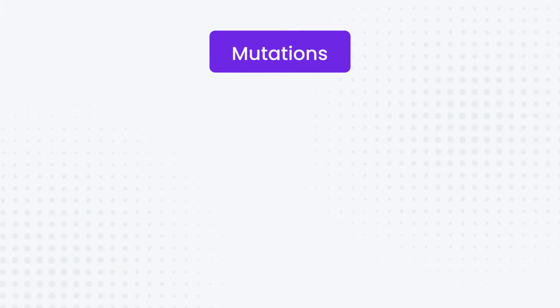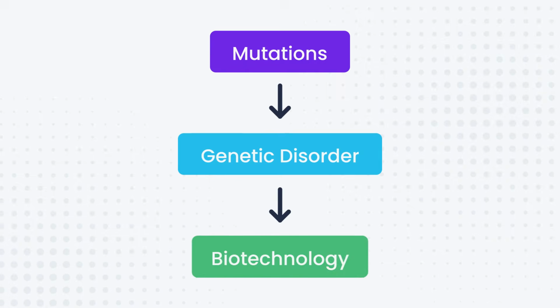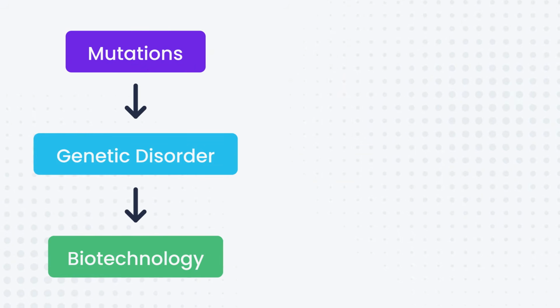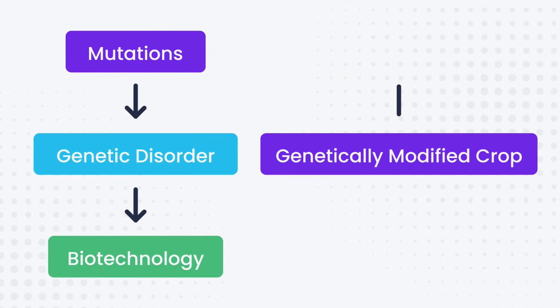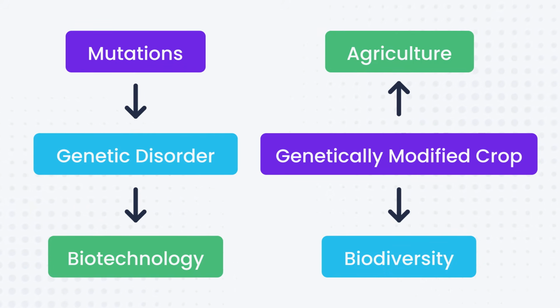Can you explain how a mutation could lead to a genetic disorder, and how that disorder might be treated using biotechnology? Can you describe how a genetically modified crop could affect both agriculture and biodiversity? Being able to make these connections is what will set you apart in the exam.